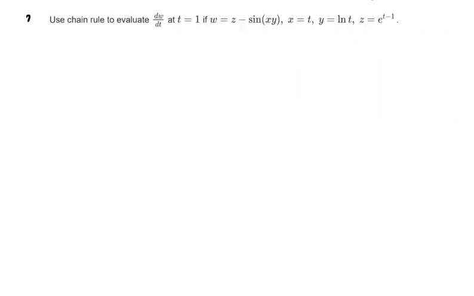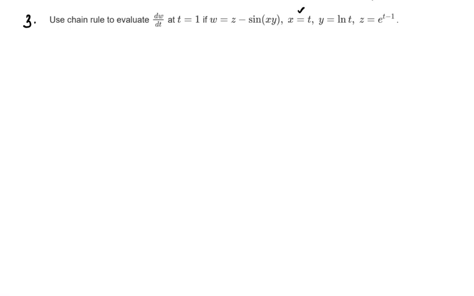Now let us move on to our third question. So the question says, use chain rule to evaluate dw/dt at t is equal to 1 if w is equal to z minus sine of xy, x is equal to t, y is equal to log t, z is equal to e power t minus 1.